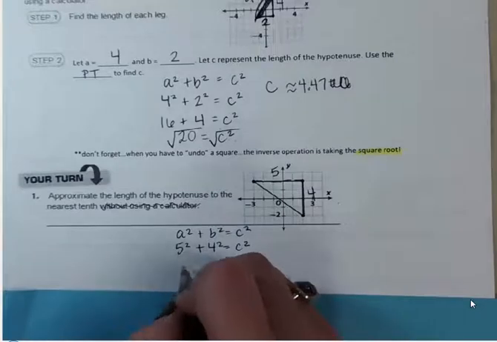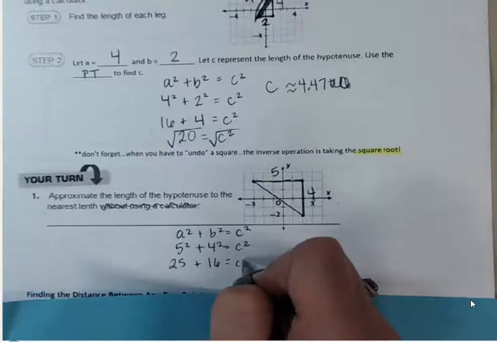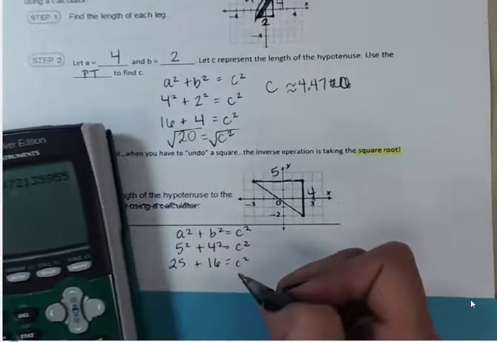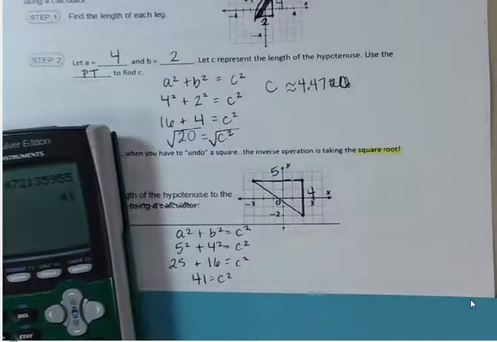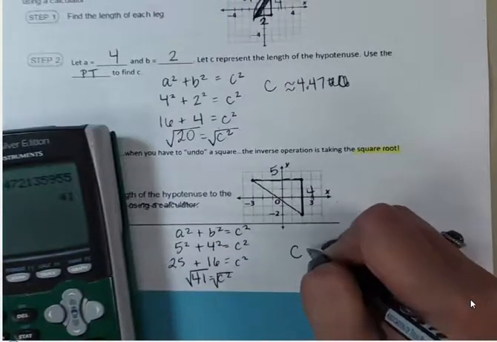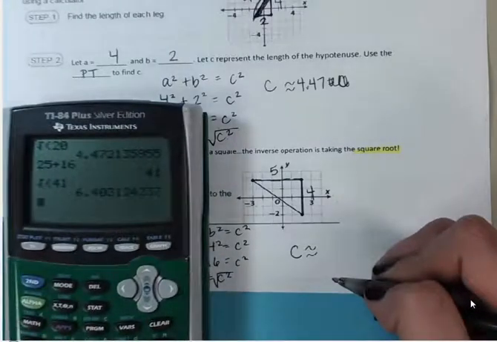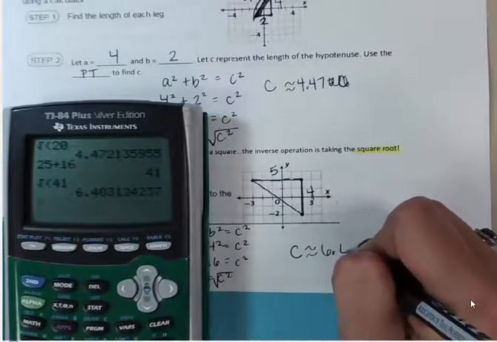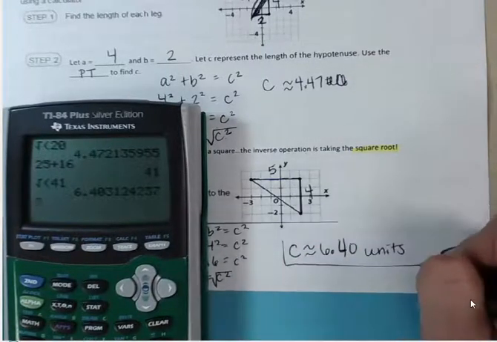Simplify. 5 squared is 25. 4 squared is 16. Simplify more. 25 plus 16 is 41 is equal to C squared. To get rid of this square, we have to take the square root of both sides. So C is approximately, square root of 41 is approximately, I always like to round to 2 decimal places, so 6.40 units. Again, that represents our hypotenuse.